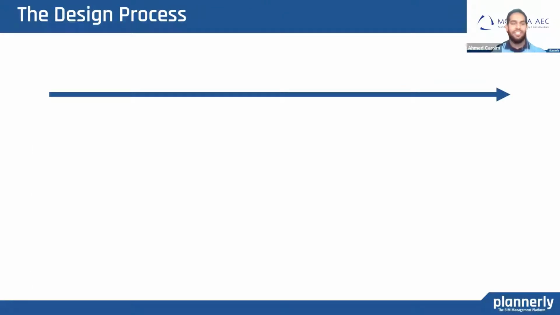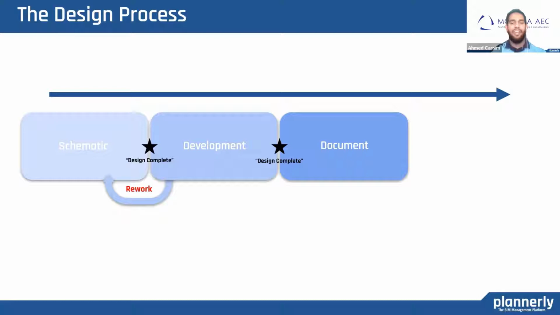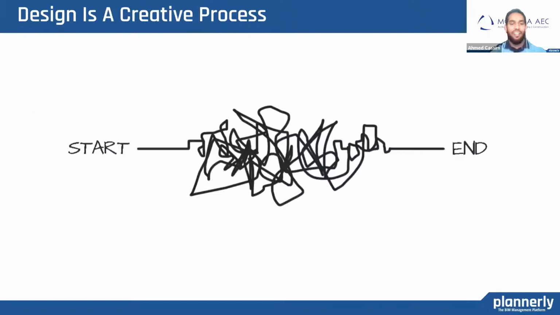The design process is a linear one. Well, it aspires to be a linear one. In reality, we're done with the schematics and development, and then the client changes their mind and we're back to rework. And then from development to documentation, and then some rework again. And then we move over onto construction because we have deadlines, and then again we have to go back because of rework in the design. So in reality, the design process looks like this.